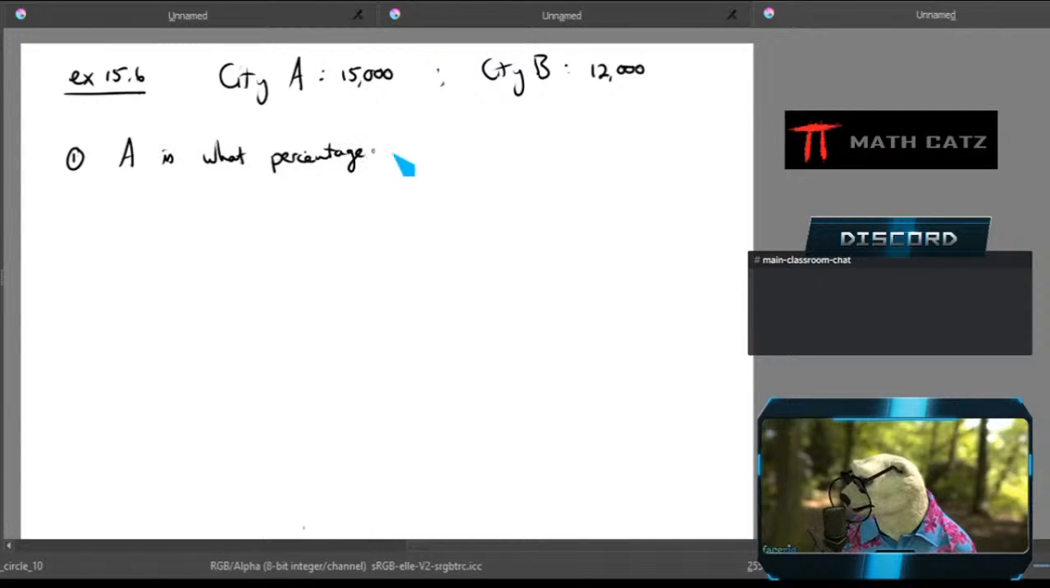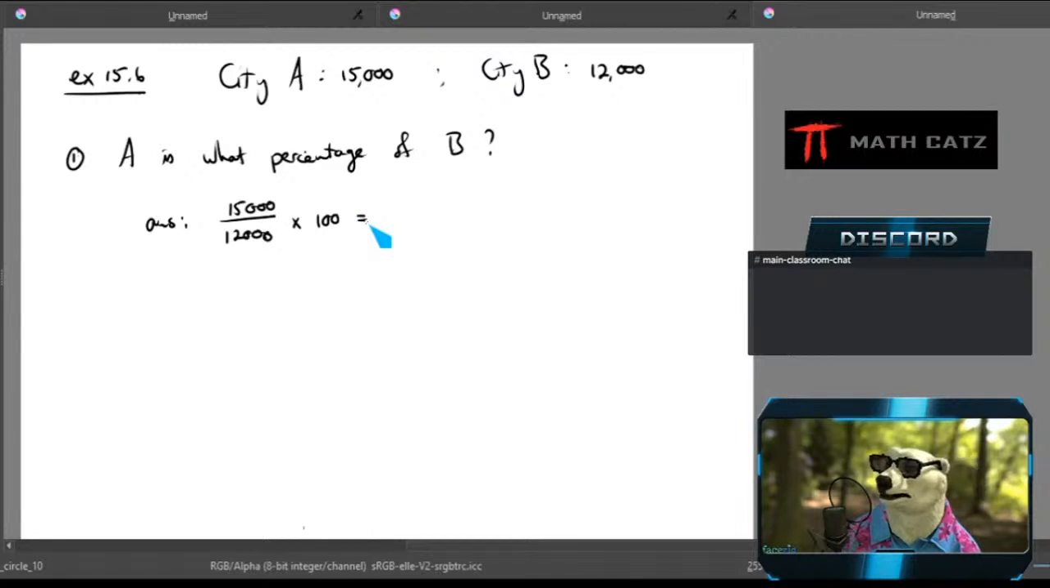percentage of B? So now there isn't a new and an original. They have to sort of tell me which one do I want relative to which one. A is what percentage of B. So A relative to B. So here's my answer. A relative to B is 15,000 over 12,000, and I make it a percentage value, or I casually say make it a percentage. That's not really true. I just get the percentage value by multiplying by 100, of course.